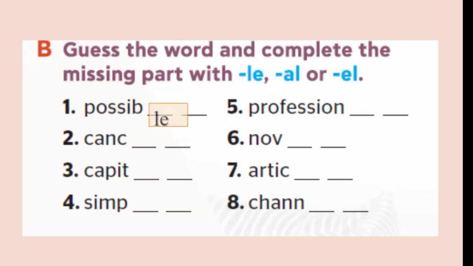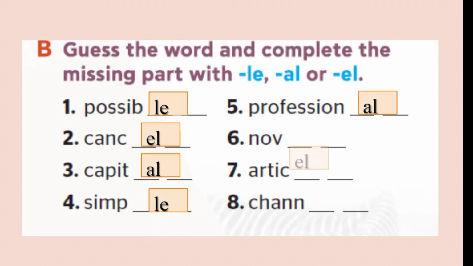Possible, yes? Possible. Yes, the second one, cancel. The third one, capital. The fourth one, symbol. Now, so these are spelling rules.